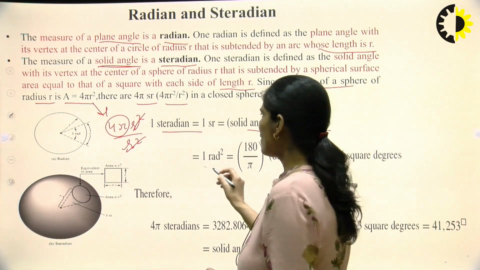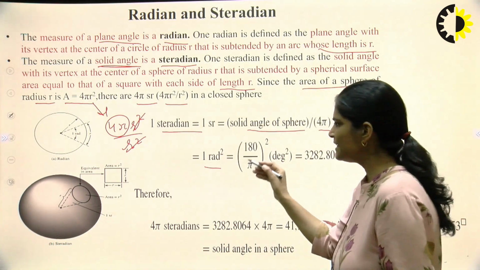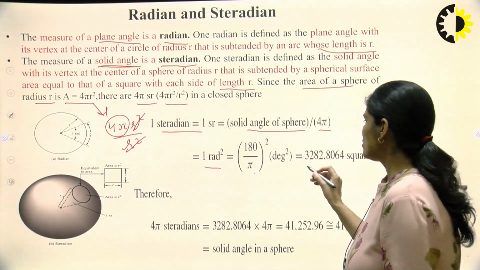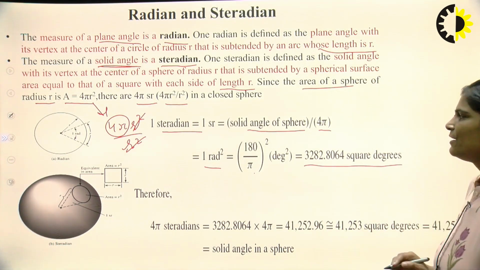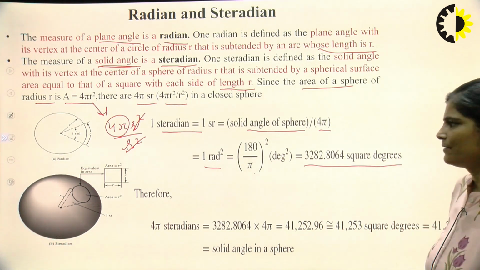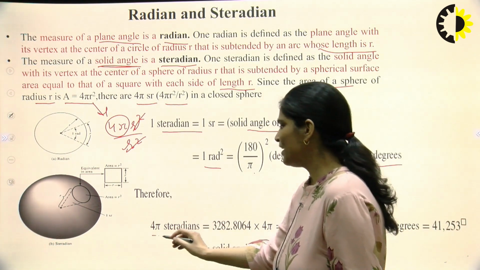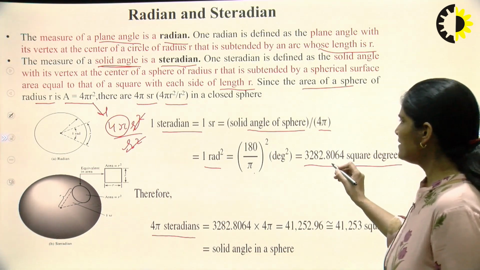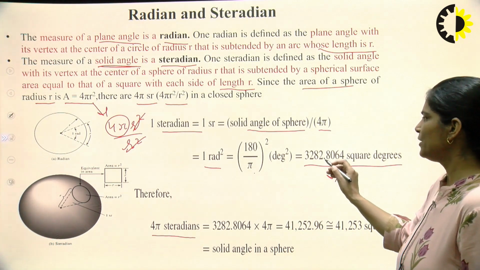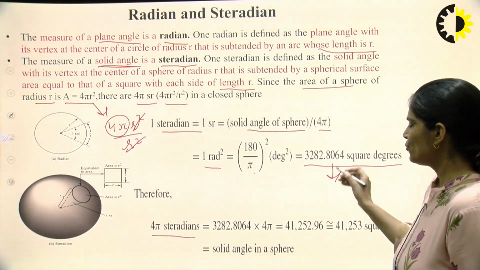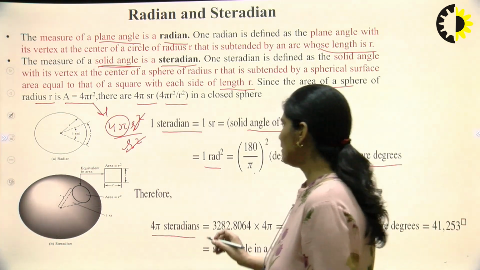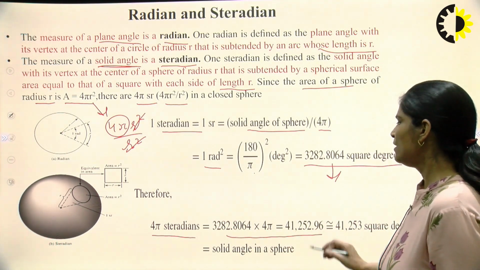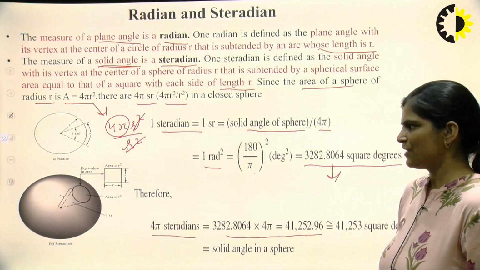So 1 radian square, you can calculate it, is (180 degree by pi) square in degree square. So you can calculate in the form of degree square. Now here, if you want to find out 4 pi steradian, that is equal to what? 1 steradian is equal to 3282.8064 degree square. So you can multiply it by 4 pi, and you will get this value. This is for the solid angle in a sphere.